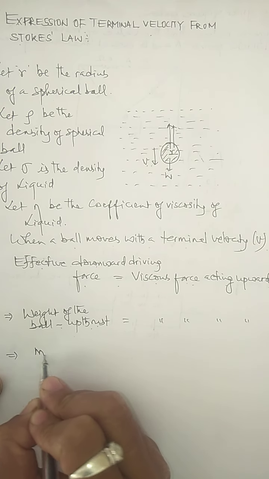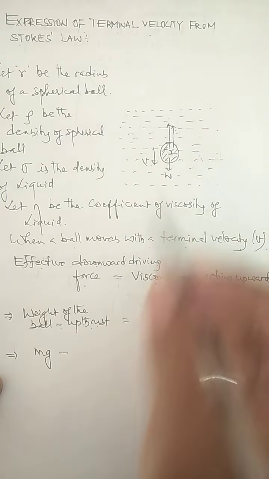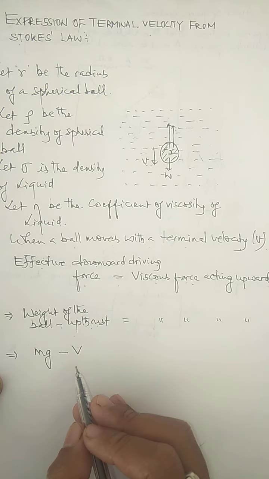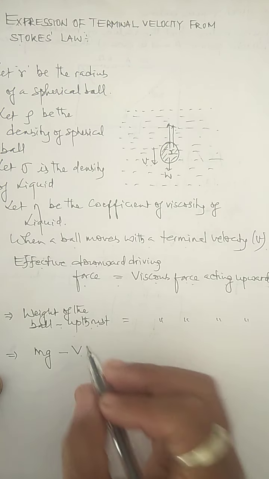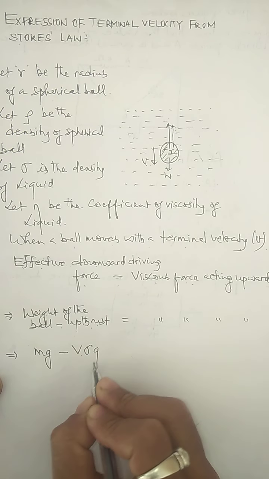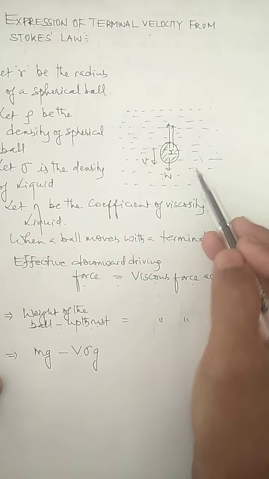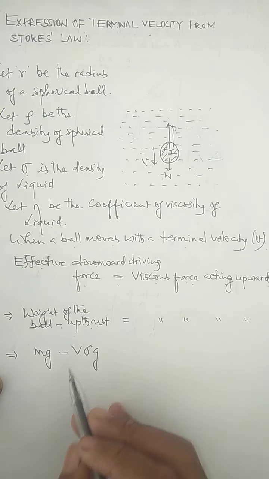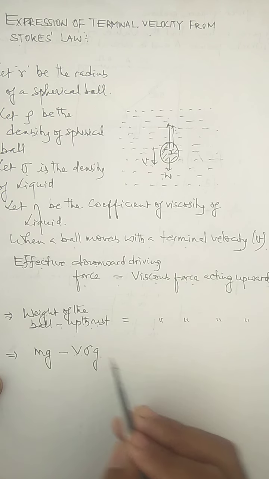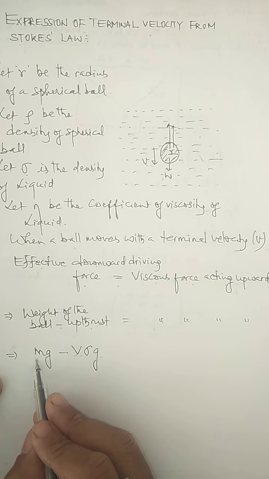Now to calculate this expression, weight of the ball means mass into gravity. Weight means mass into gravity, minus the upthrust exerted by the liquid on the ball, which is given by the volume of the ball, since it is a spherical ball, times the density of the liquid, rho, and the acceleration due to gravity. Because who is exerting upthrust? Water, a liquid which has density rho. So we can write upthrust as V rho g. And weight of the ball is given by m into g, where m is the mass of the spherical ball.